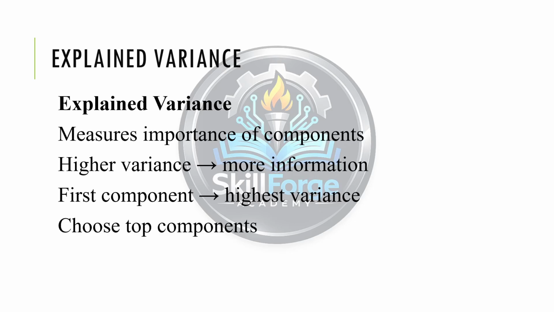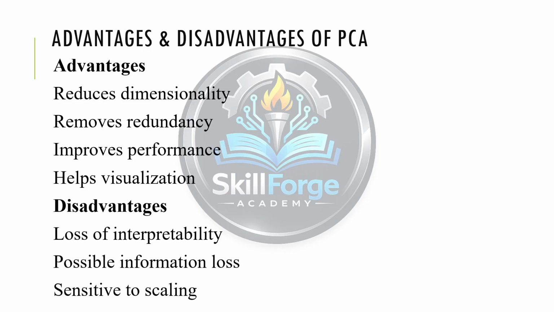Next we'll discuss what are the advantages and disadvantages of PCA. Okay, so PCA helps to reduce the number of features, as you have understood so far, and makes the model simpler and faster. It removes the redundant information and improves the performance. It also helps in visualizing high dimensional data. However, PCA has some limitations. The new features are combinations of original features, so they are harder to interpret, and there can also be some loss of information. PCA is also sensitive to scaling, so data must be standardized before applying it. So while PCA is powerful, it should be used carefully.